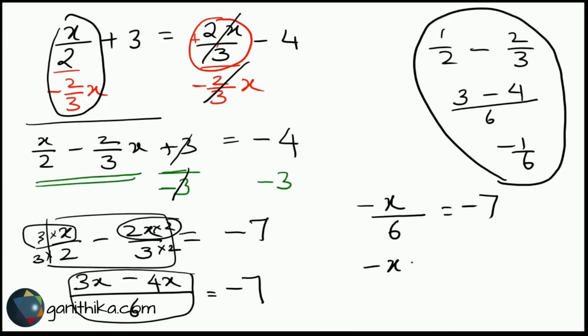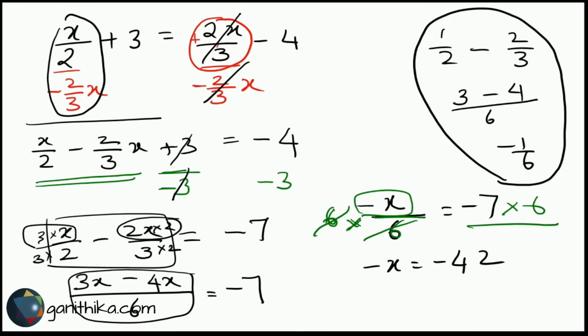So minus x is equal to negative 42. How did we get that? We need to simply multiply this by 6, because division by 6's opposite is multiplication by 6. So multiply 6 on both the sides. This cancels. So on the right hand side, minus 7 times 6 is negative 42.